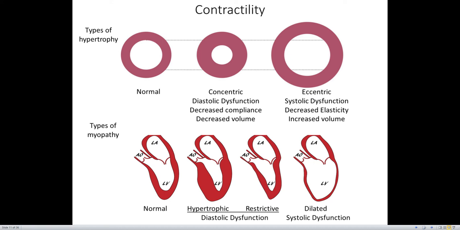This causes a diastolic dysfunction. When there's diastolic dysfunction, that means the volume load is not going to be adequate to produce that good myosin-actin association, and therefore the stroke volume will be decreased.